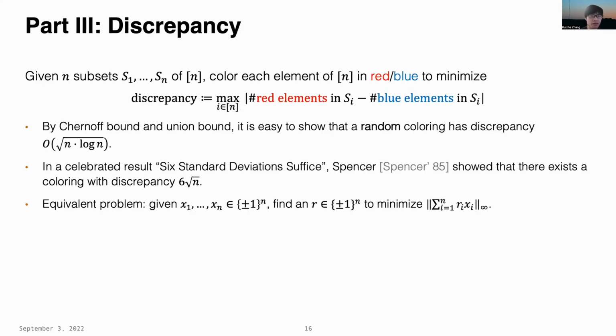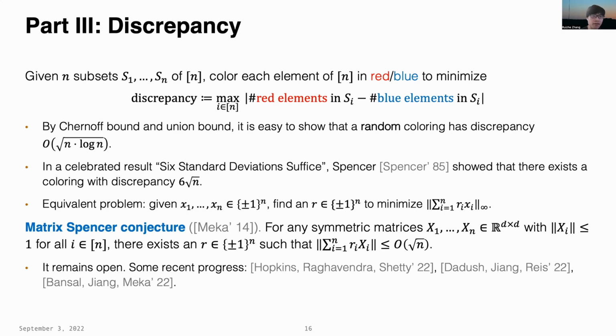And last, let's consider discrepancy, which is a problem about given n subsets S1 to Sn of the universe n, and we color each element of n in red or blue, and we want to minimize the discrepancy, which is defined as the maximum over all subsets Si of the number of red elements in Si minus the number of blue elements in Si. By the Chernoff bound and the union bound, it's easy to show that a random coloring has discrepancy at most square root of n times log of n. And in the celebrated result by Spencer, he proved that there exists a coloring with discrepancy at most 6 times square root of n.